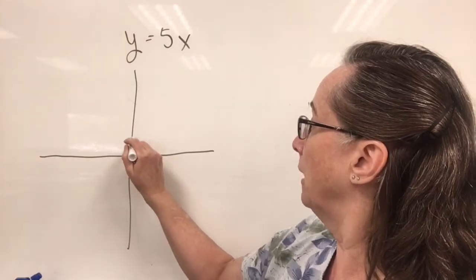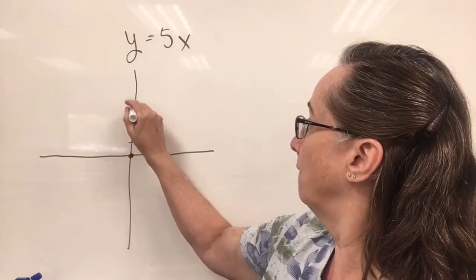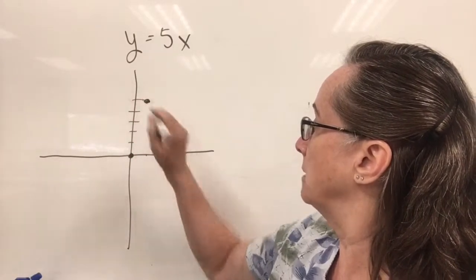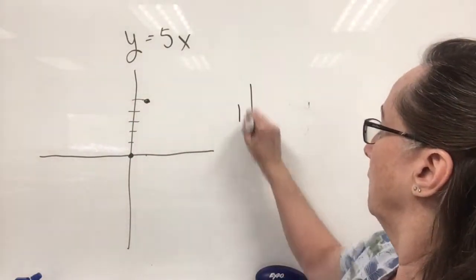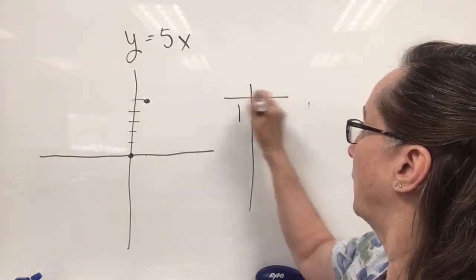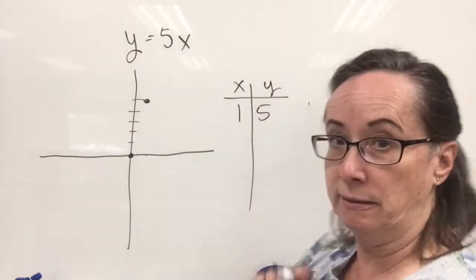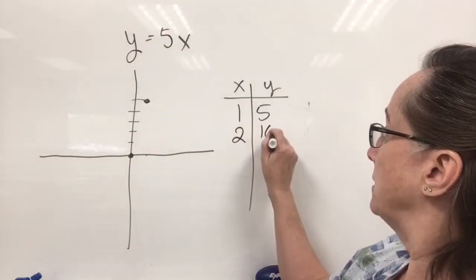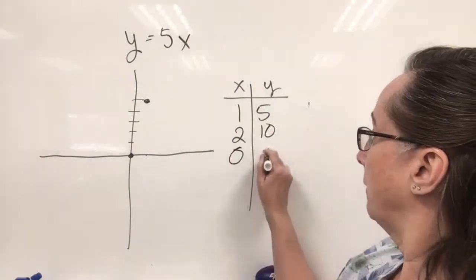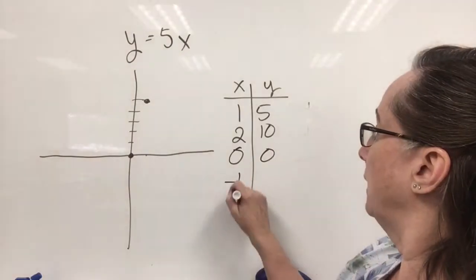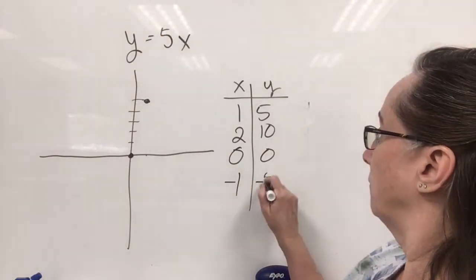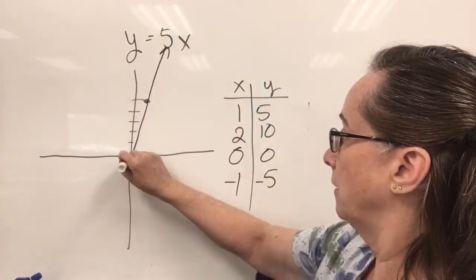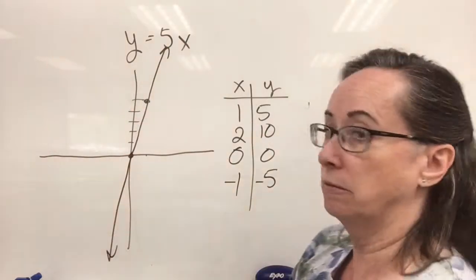So we're going to go 1, 2, 3, 4, 5. And so 1, 5 will be a point. So 1, 5 would be a point if I put it in my x, y grid. Okay? And then if I plugged in a 2, I'd go up to a 10. If I plug in a 0, I get a 0. If I plug in a negative 1, I get a negative 5. Okay, so this is just a line of slope 5 going through 0, 0.